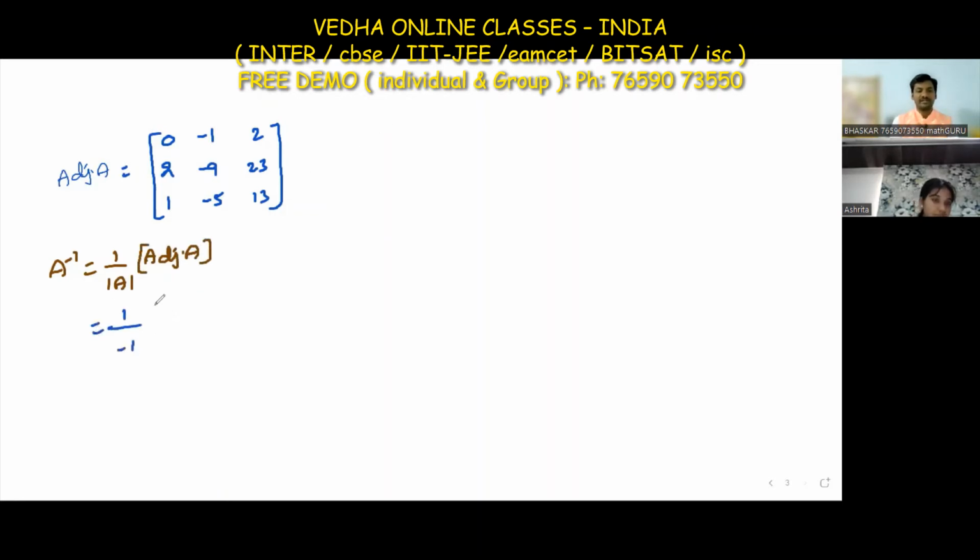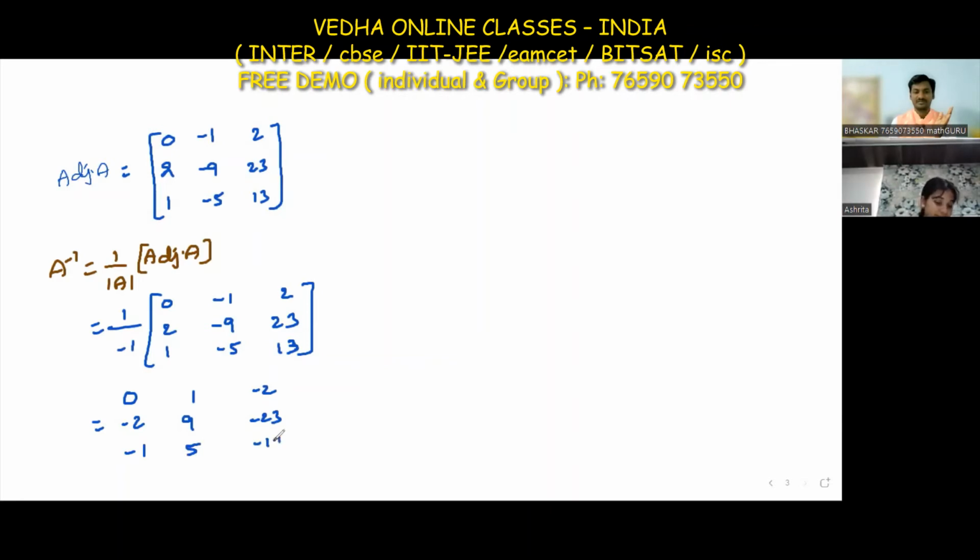1 divided by det A value is -1, and adjoint A is 0, -1, 2, 2, -9, 23 and 1, -5 and 30. 1, -5 and 13. So 1 by -1 is -1. Multiply by minus inside. If you multiply by minus inside, we get 0, 1, -2, then -2, 9, -23, then -1, 5, -13. This is A inverse.